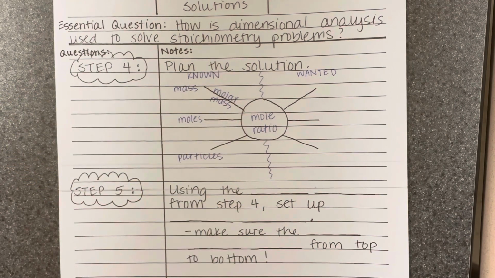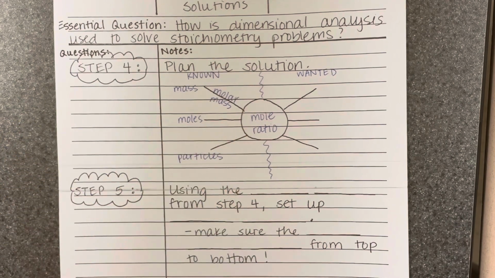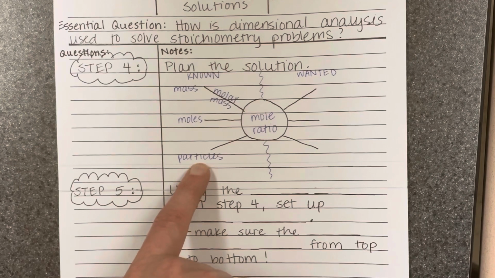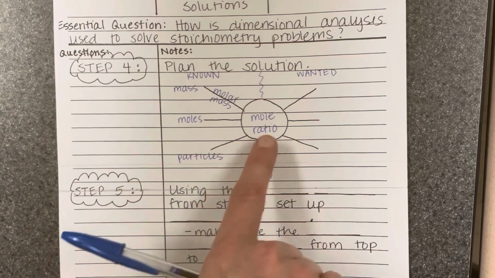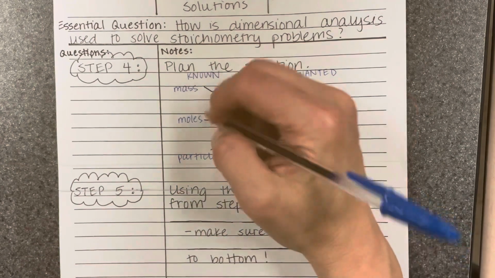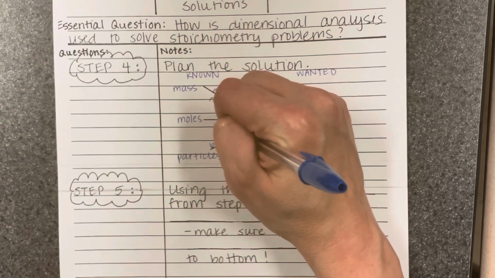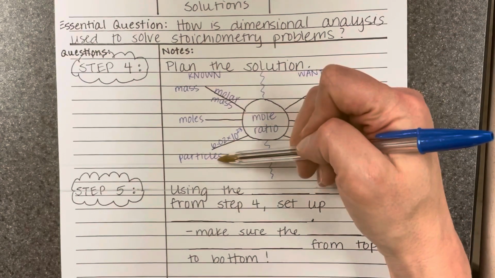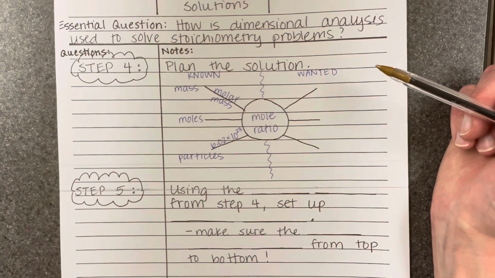I can take my mass that I'm given and use the molar mass to convert it to moles. Now, if I'm given moles to start with, I don't have to do any conversion. I can go right to the mole ratio and use that to connect my known substance to my wanted substance. If I'm given particles, and again, my relationship between substances is a mole ratio, I've got to convert particles to moles. In order to do that, we would use Avogadro's number, 6.02 times 10 to the 23rd. That would be the conversion factor that we would use to convert particles to moles before we use the mole ratio to connect our known and wanted substances.